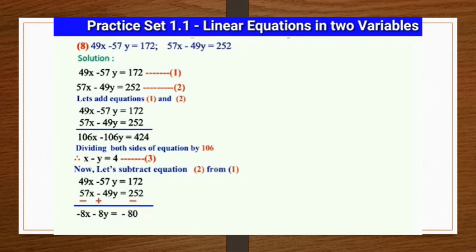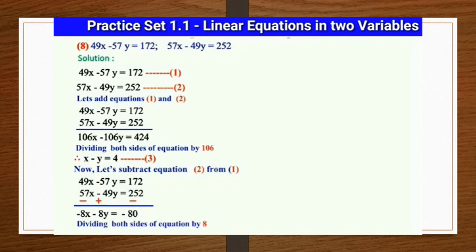Similarly, plus 49 minus 57, two opposite signs we have to subtract. We get 8y, and after subtraction, we have to place the greater number sign, and greater number sign here is minus, that is of 57. So the answer will be minus 8y is equal to. Now when we subtract 172 from 252, we get 80. But here the greater number sign is minus, that is of 252. So even the answer will retain minus sign.